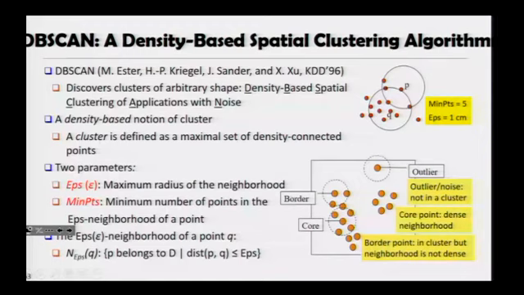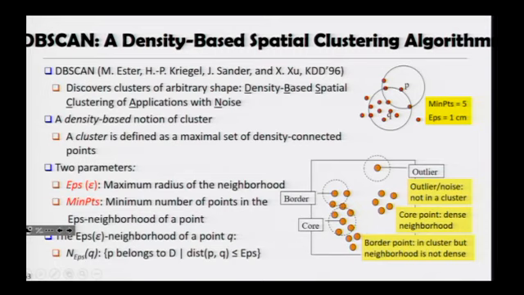So the question is how does the algorithm define the minimum points? It's actually a tuning parameter for the algorithm. These two parameters need users to input, and the two parameters together define the density of the clusters you are looking for in this data space.